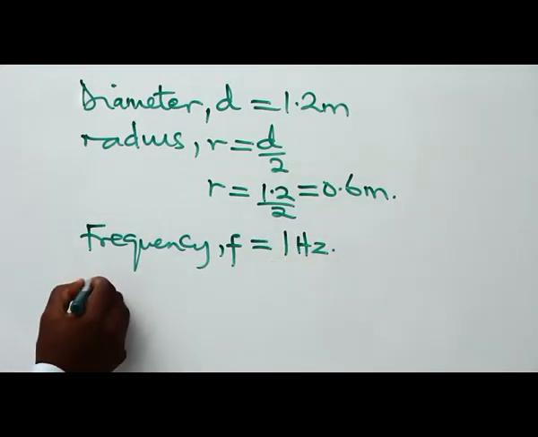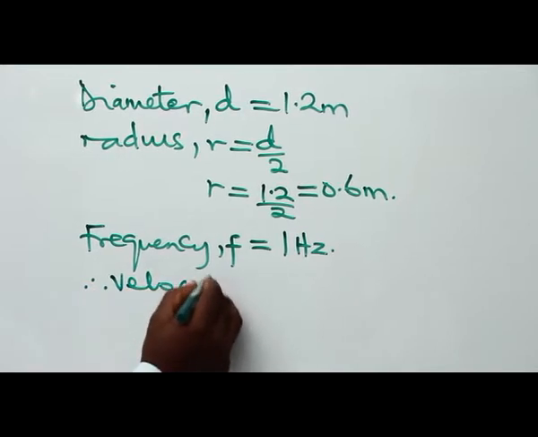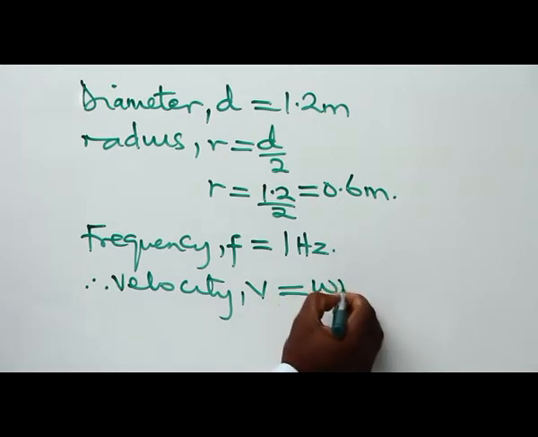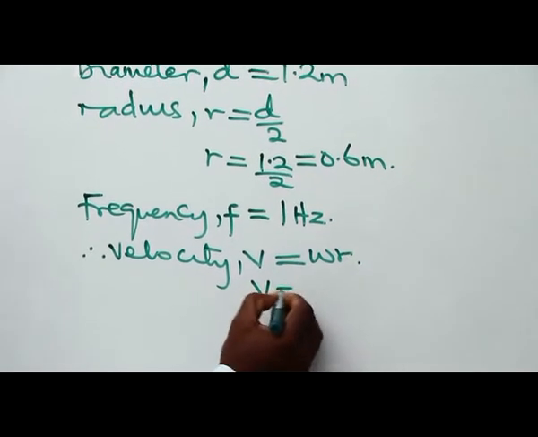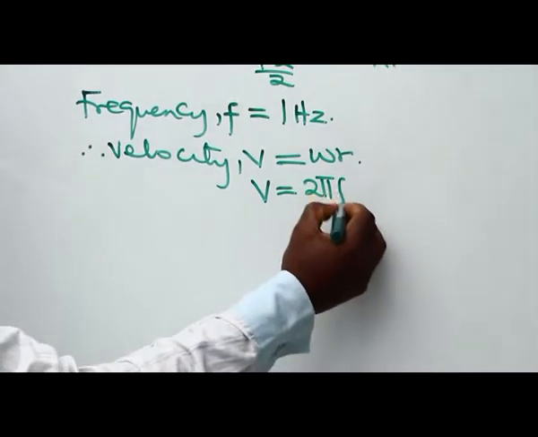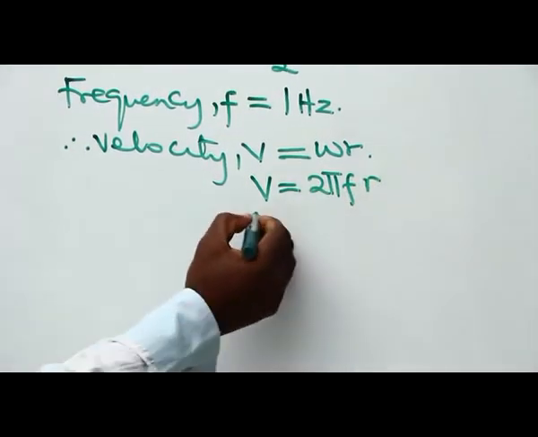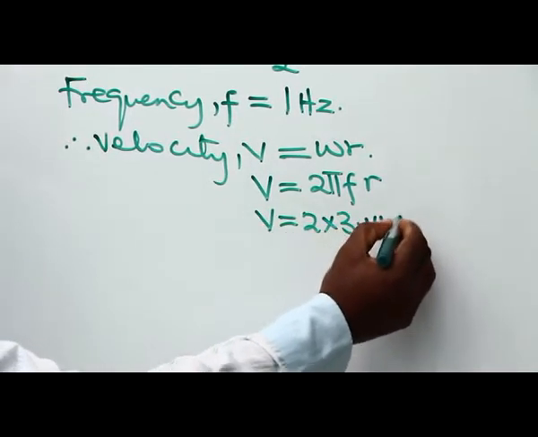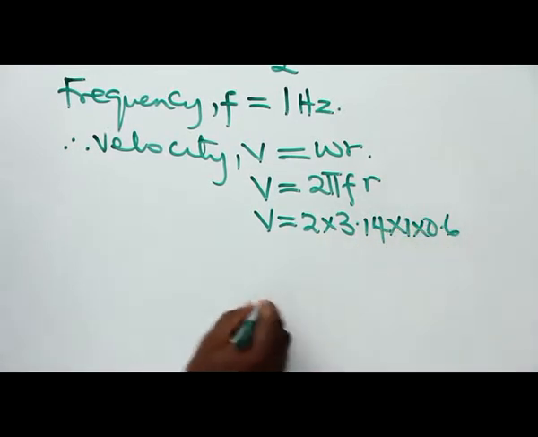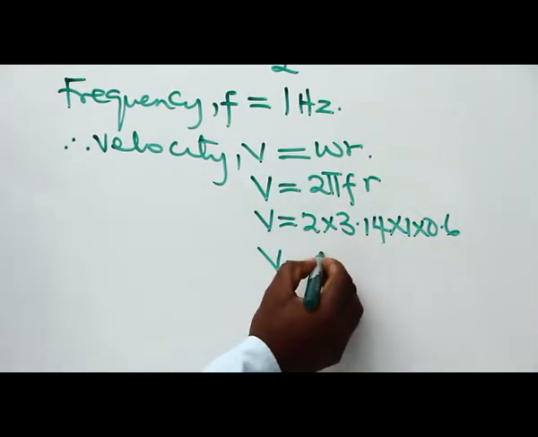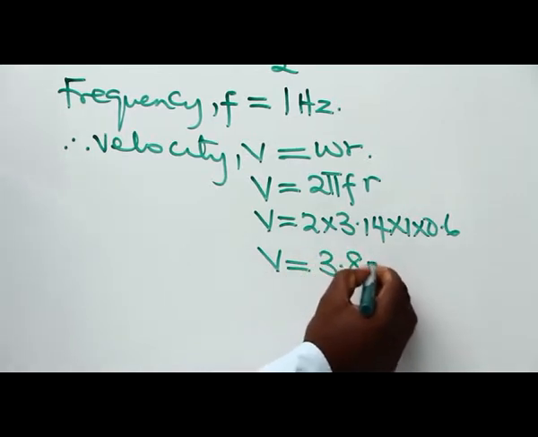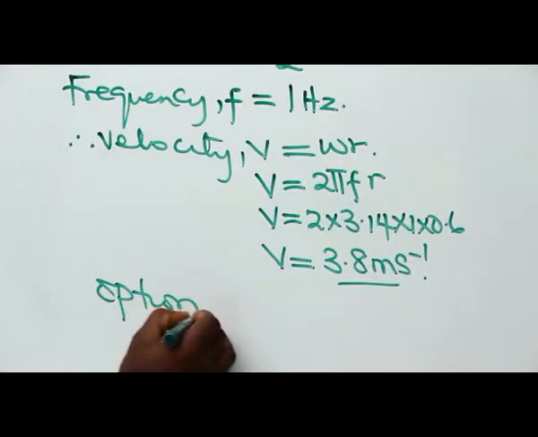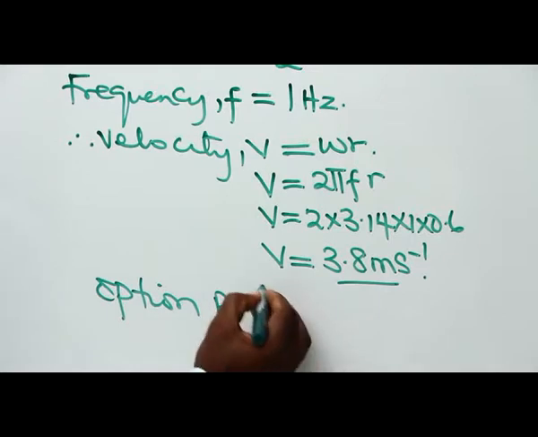That's the implication. Therefore, we can get the velocity by remembering that velocity is equal to the angular frequency times the radius. Velocity is 2 pi f, that's for the angular frequency, times the radius. So we have v equal to 2 times 3.14 times 1 times 0.6. The velocity will give us 3.8 meters per second. Option B is therefore correct.